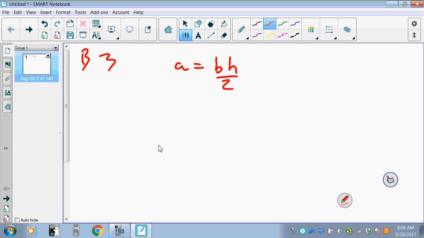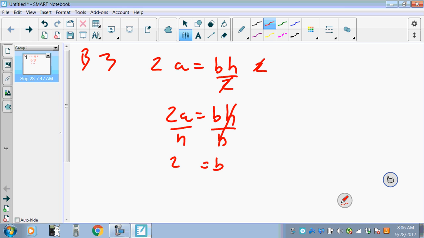Rewrite this equation with B solved in terms of A and H. So again, they want B solved, and you can do it in two steps. I could multiply by 2. I'll show you this both ways. That will be 2A is equal to BH. And then, I'm sorry, we were solving for B, so we can divide by H and divide by H. And then we have the base equal to 2A over H.